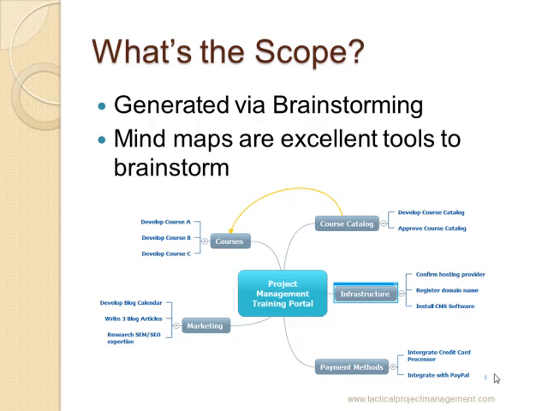Now, one of my favorite ways of determining what the project scope is to go through a brainstorming exercise and actually to develop a mind map to help capture what all those ideas are. And you see in the image here, we're trying to build out a project management training portal. So I'm trying to figure out, well, what is it that we want to have in this portal? You think through your course catalog about needing to develop a course catalog, being able to get approvals on that course catalog. You got to think about the infrastructure. What are we going to use to actually host this website? How are we going to accept payment within this training portal?